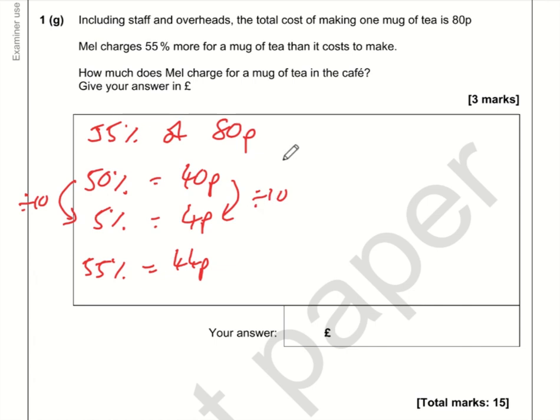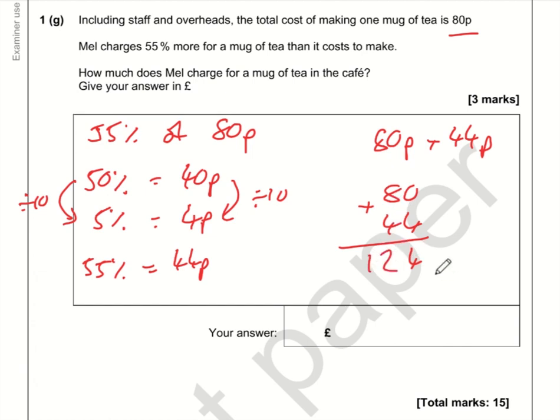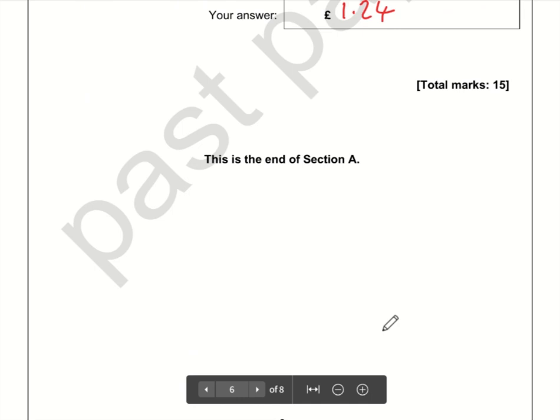So therefore, how much does she charge for a mug of tea? Well, it's going to be the cost of making a mug of tea, which is 80p, plus 44p. If you need to do a column method, then go ahead. 0 plus 4 is 4, 8 plus 4 is 12, so that is 124 pence, and divide that by 100, that is £1 and 24p. And that is the end of Section A.